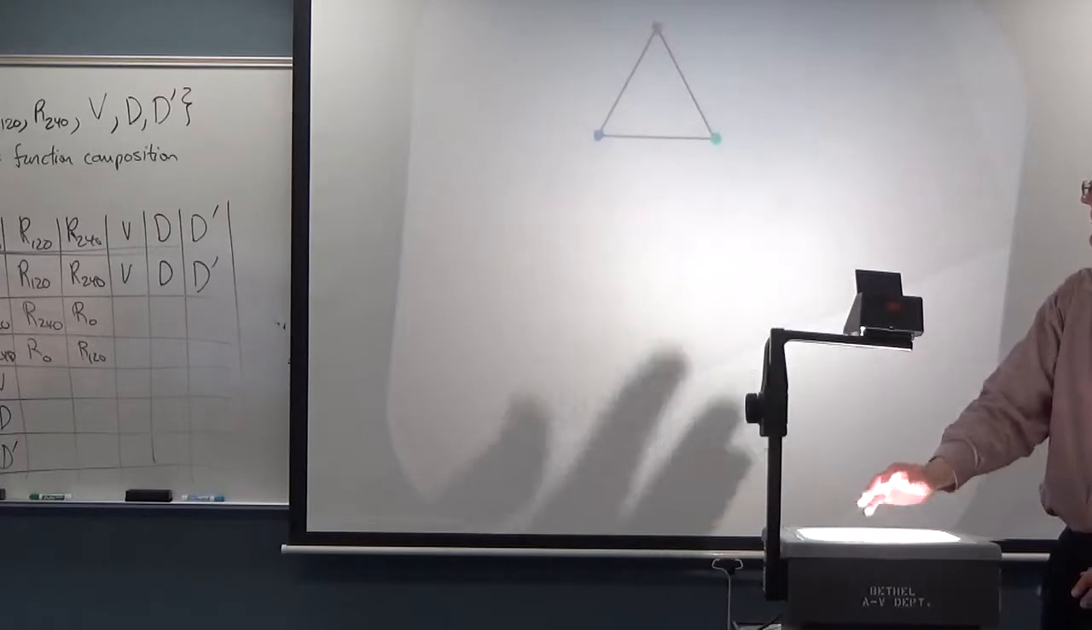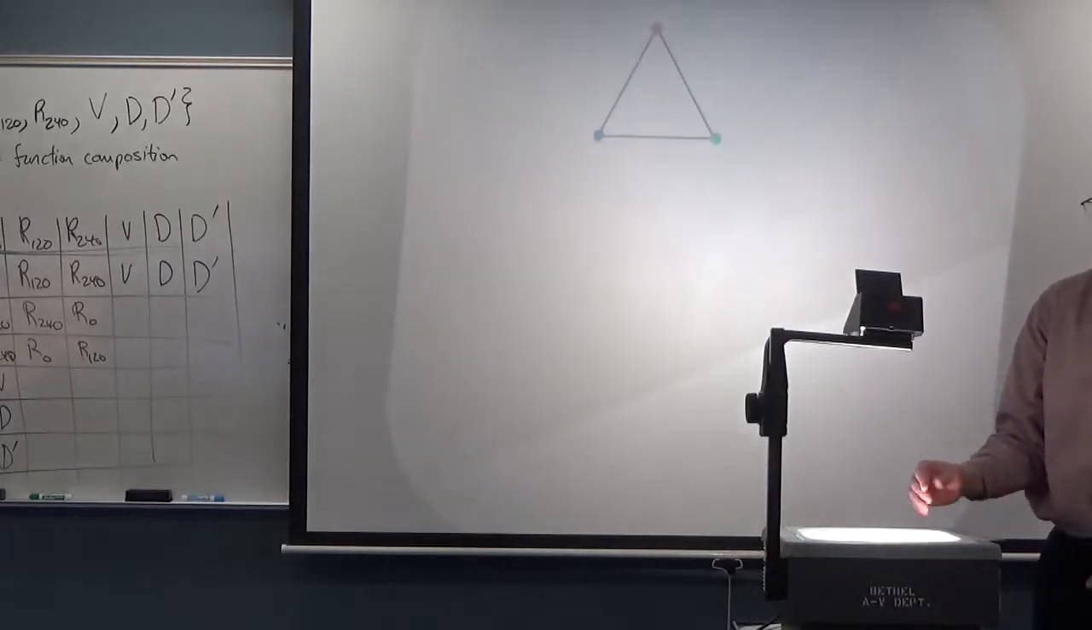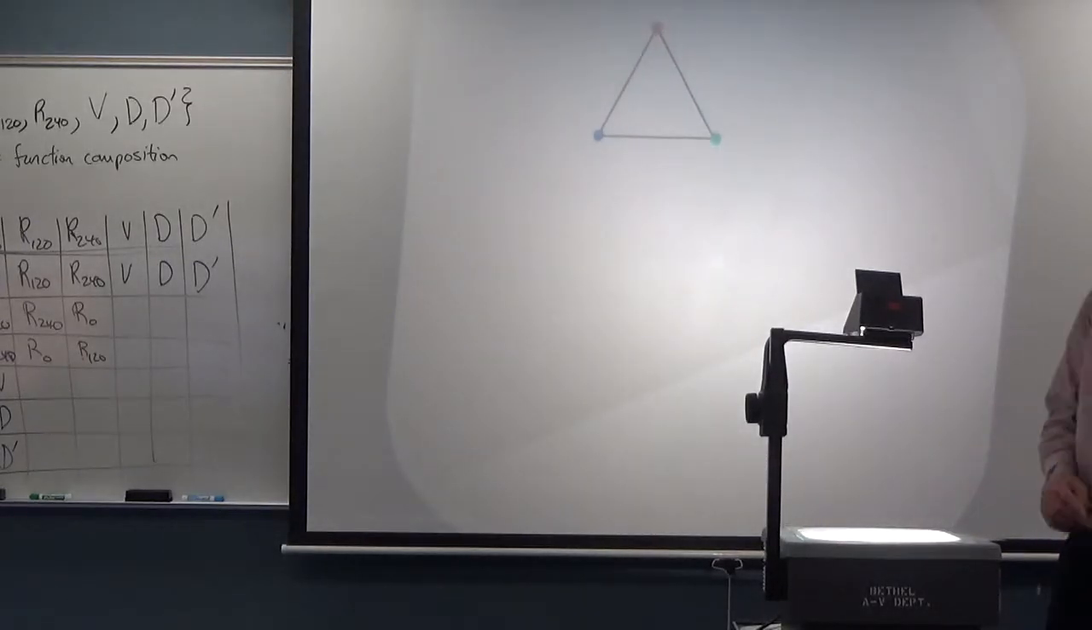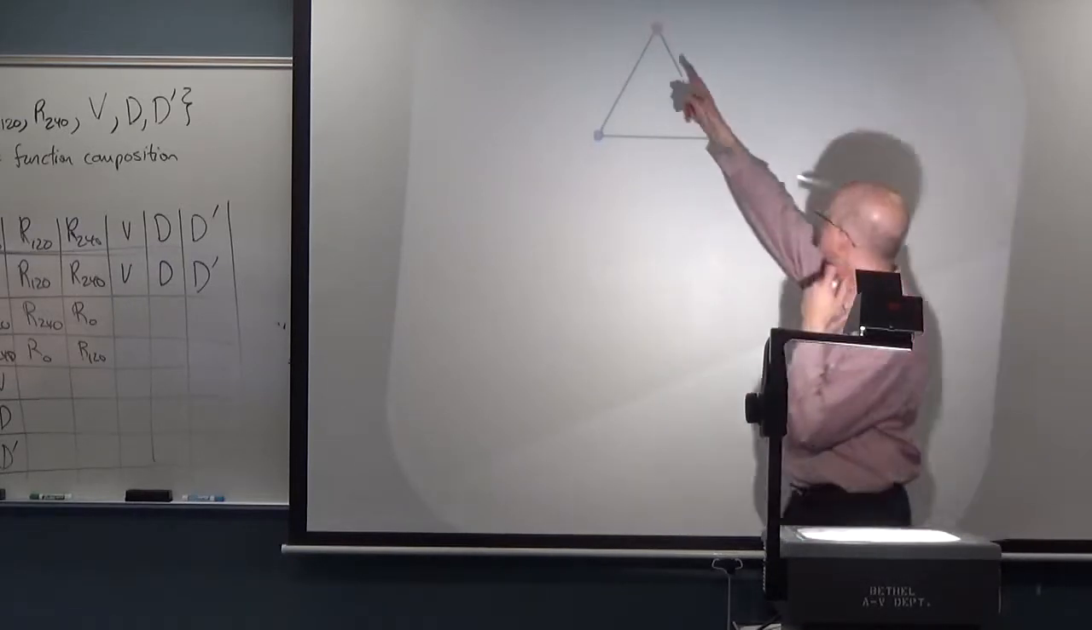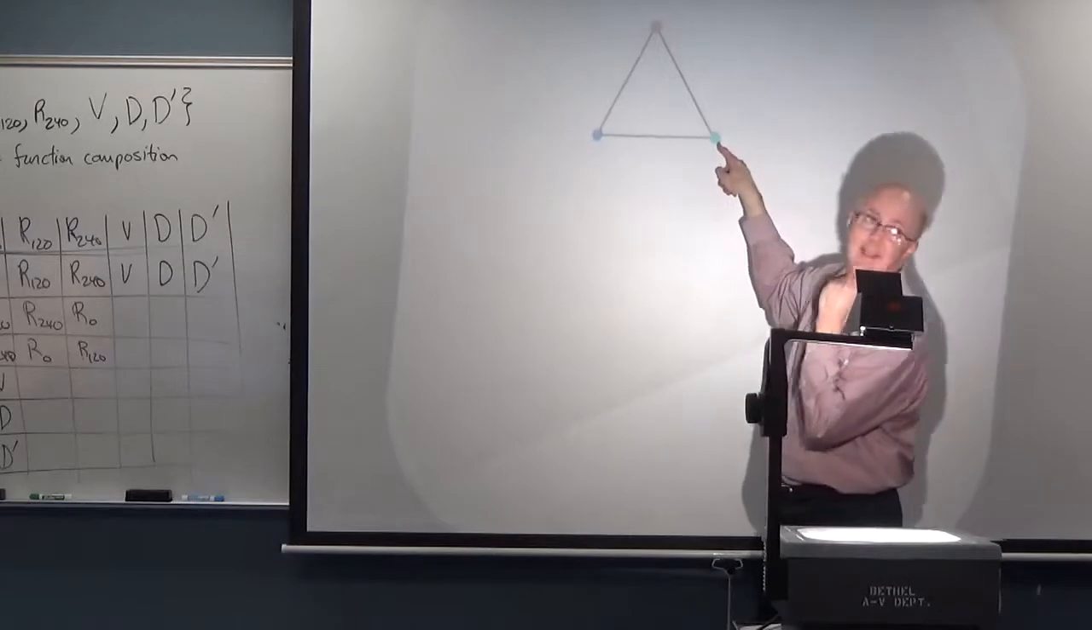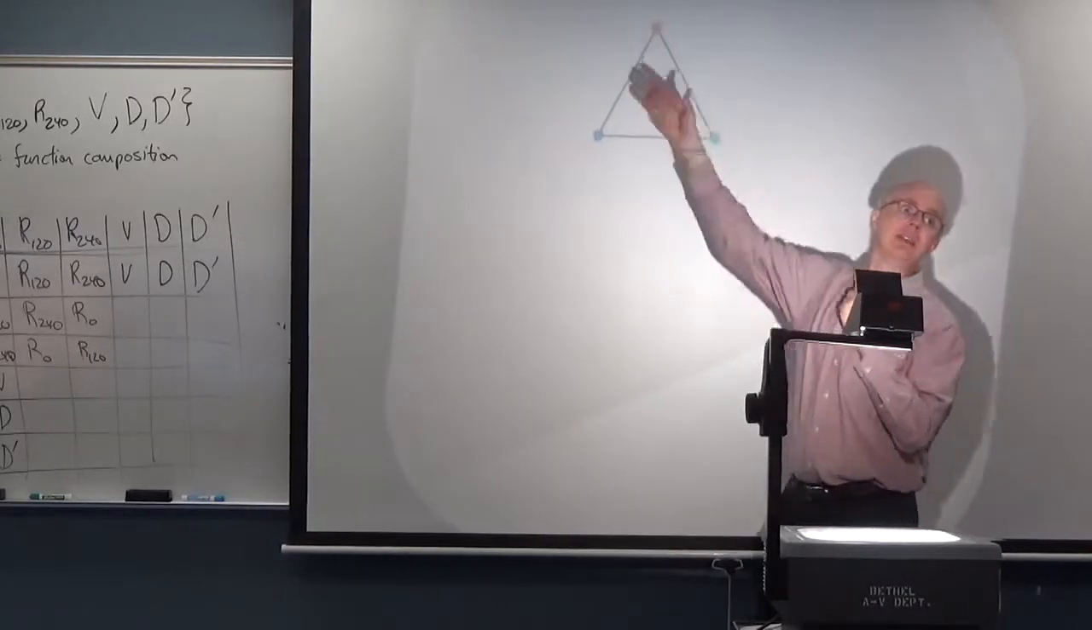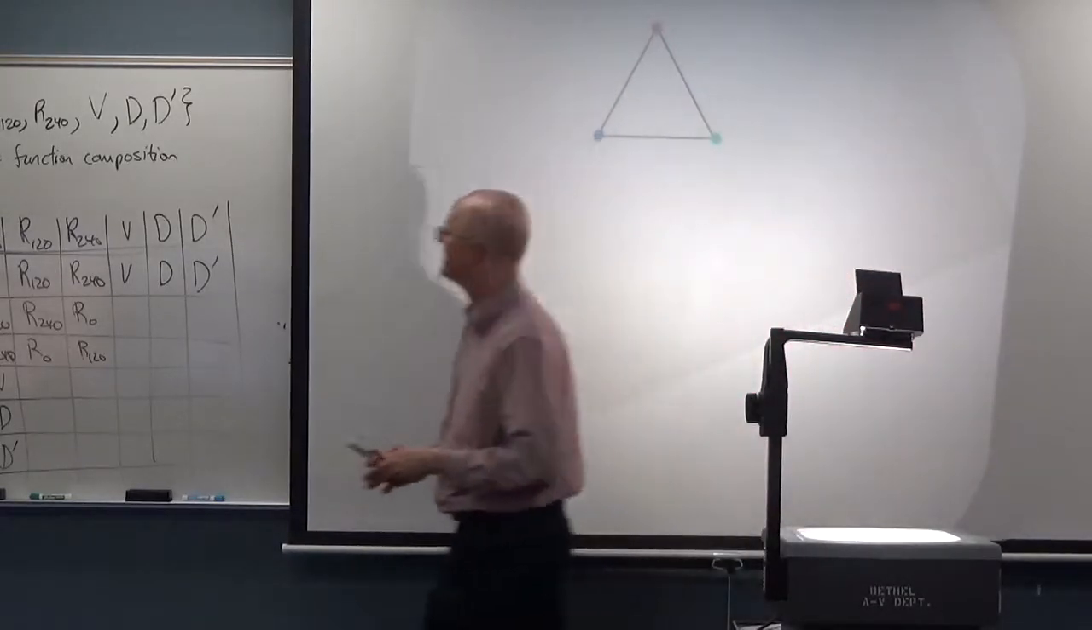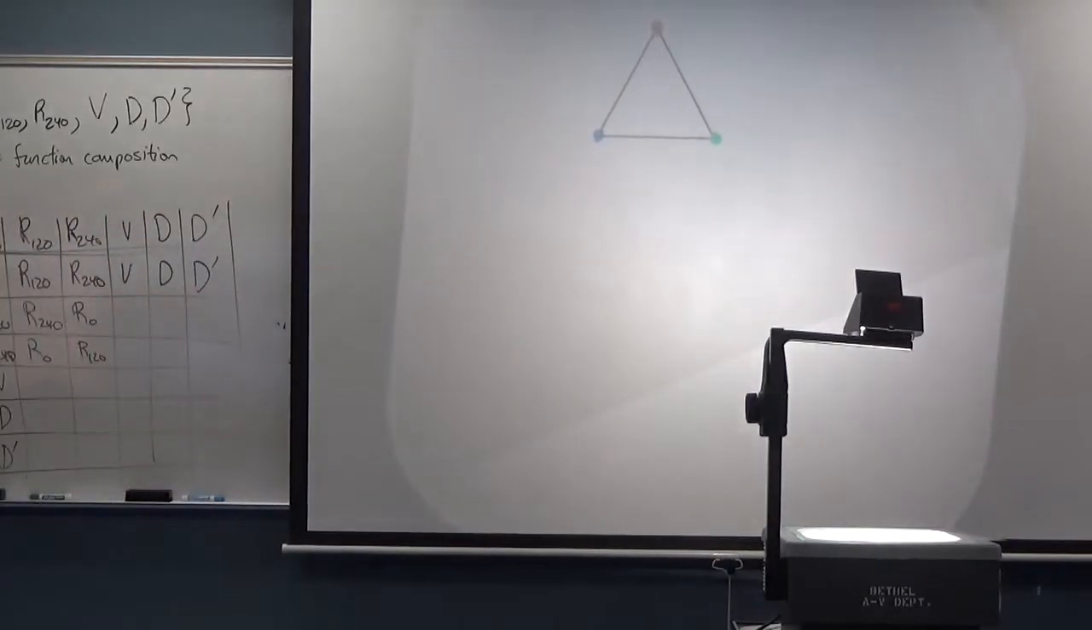What's the net effect of that? The net effect is that red and blue got swapped, right? Blue used to be there and red used to be there. Green stayed there. That's the same as D, a reflection across the main diagonal. This is the same as D.